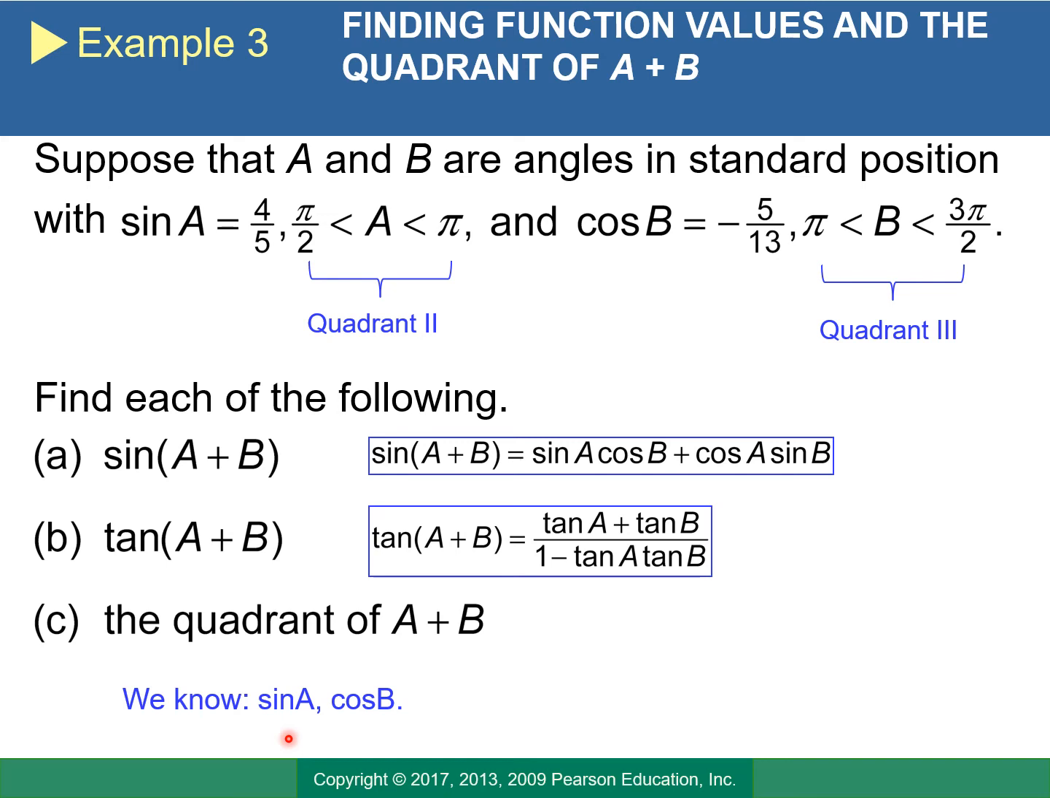Notice you're only told two things. You know sine of the angle A and you know cosine of the angle B. But in order to answer all the questions asked here, A, B, and C, notice what else you need from your formulas. We still need four other things. We need cosine A, sine B, tangent A, and tangent B, all in order to be able to use these two formulas. So we're going to find those four values.